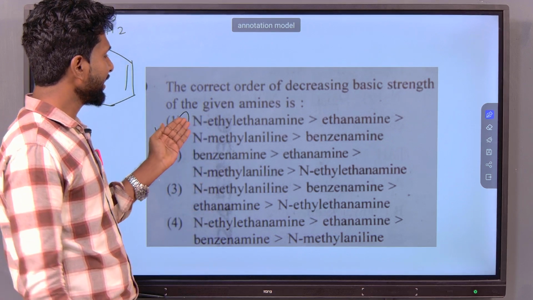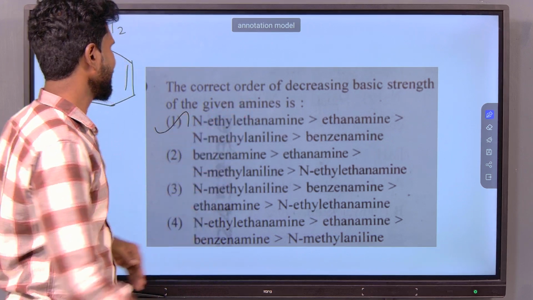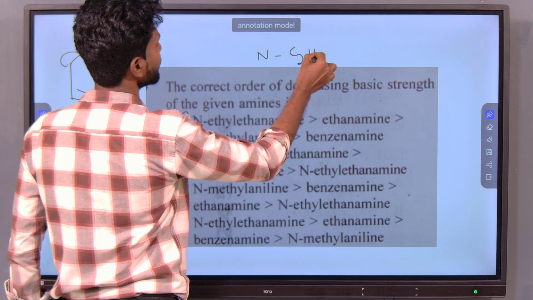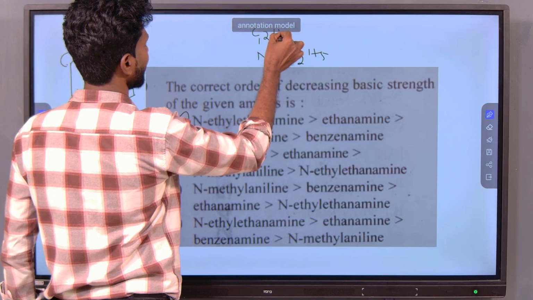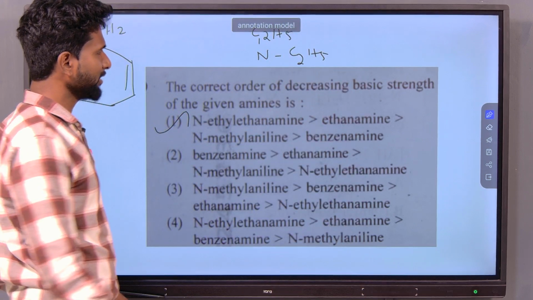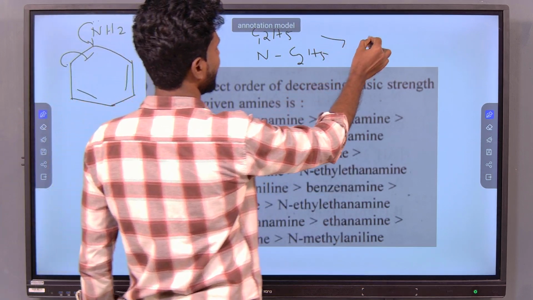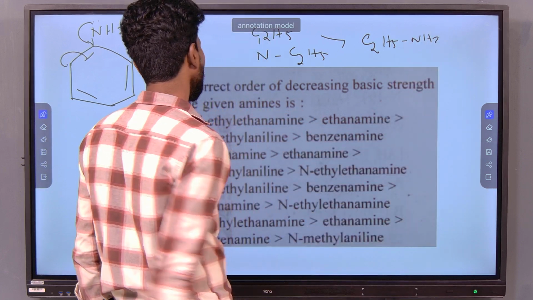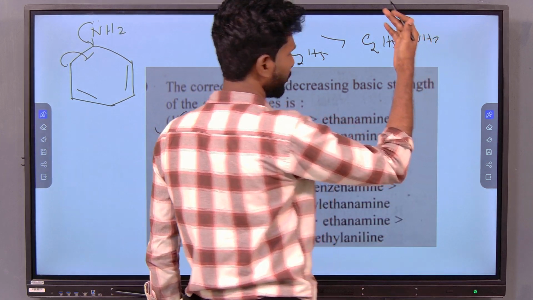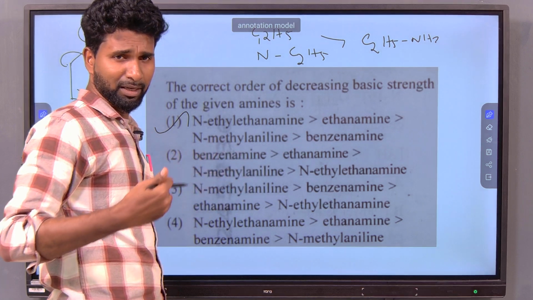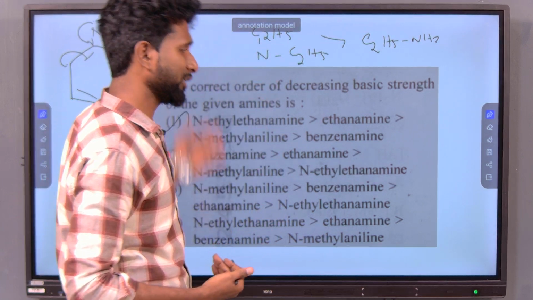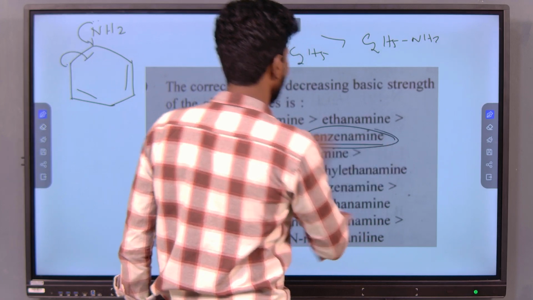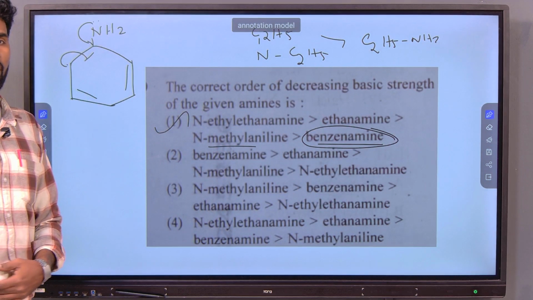So N-ethyl ethane amine, with structure N(C2H5)2, is greater than ethane amine, C2H5NH2. Then methylamine. Usually secondary amines are less basic, but ethylamine is an exceptional case. Benzene amine is the least basic because the electron pair is not available for donation.